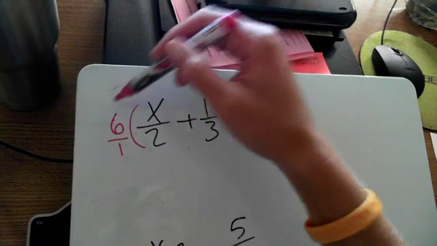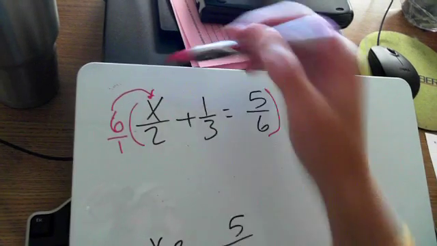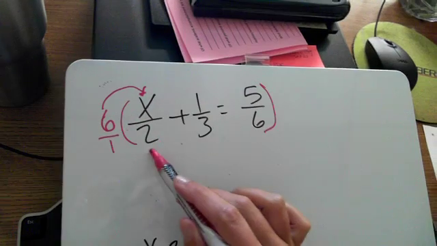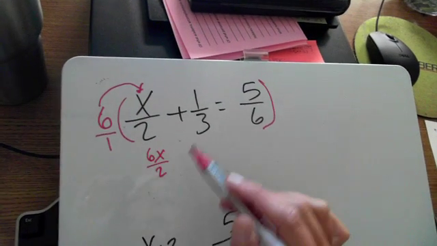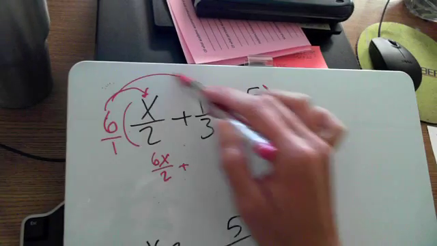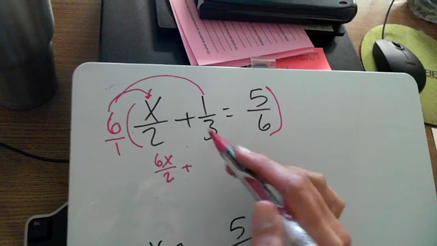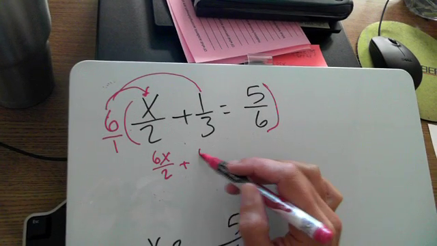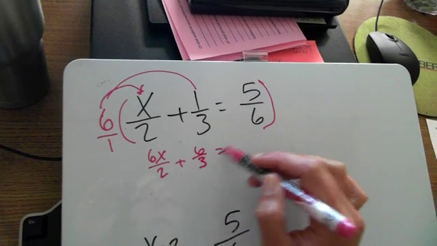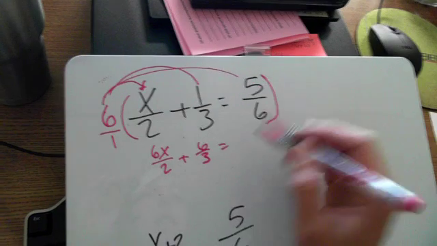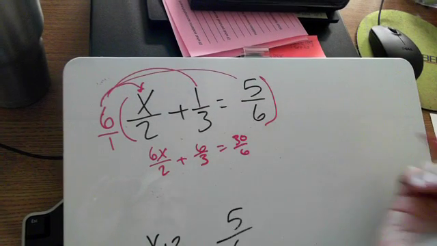So if we go through and we distribute, think of it like that, to my first fraction, what that's going to give me technically is 6x over 2. Then we have to take that same fraction and multiply it to the second. So our 6 over 1 times 1/3 gives me 6 over 3. And then we have to do it to the third fraction, gives me 30 over 6.